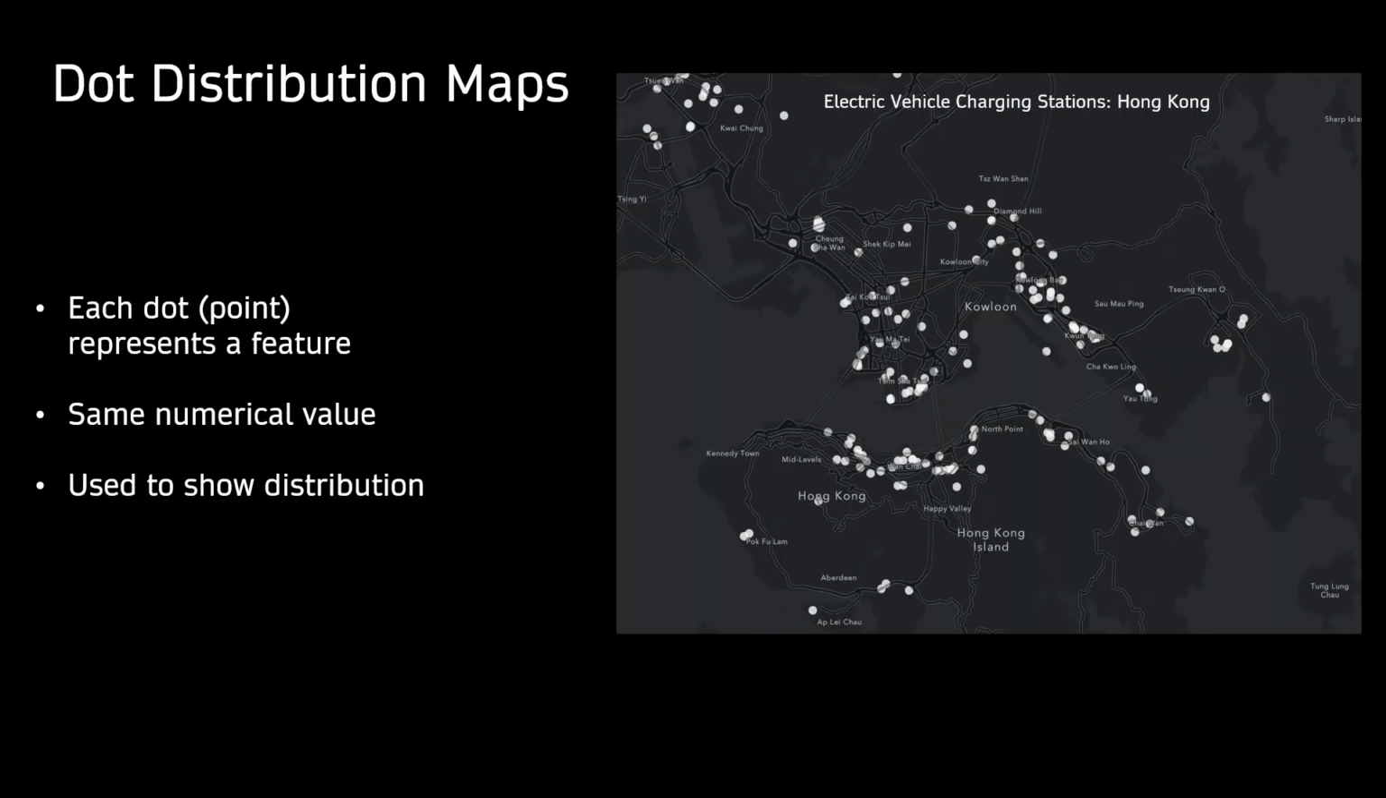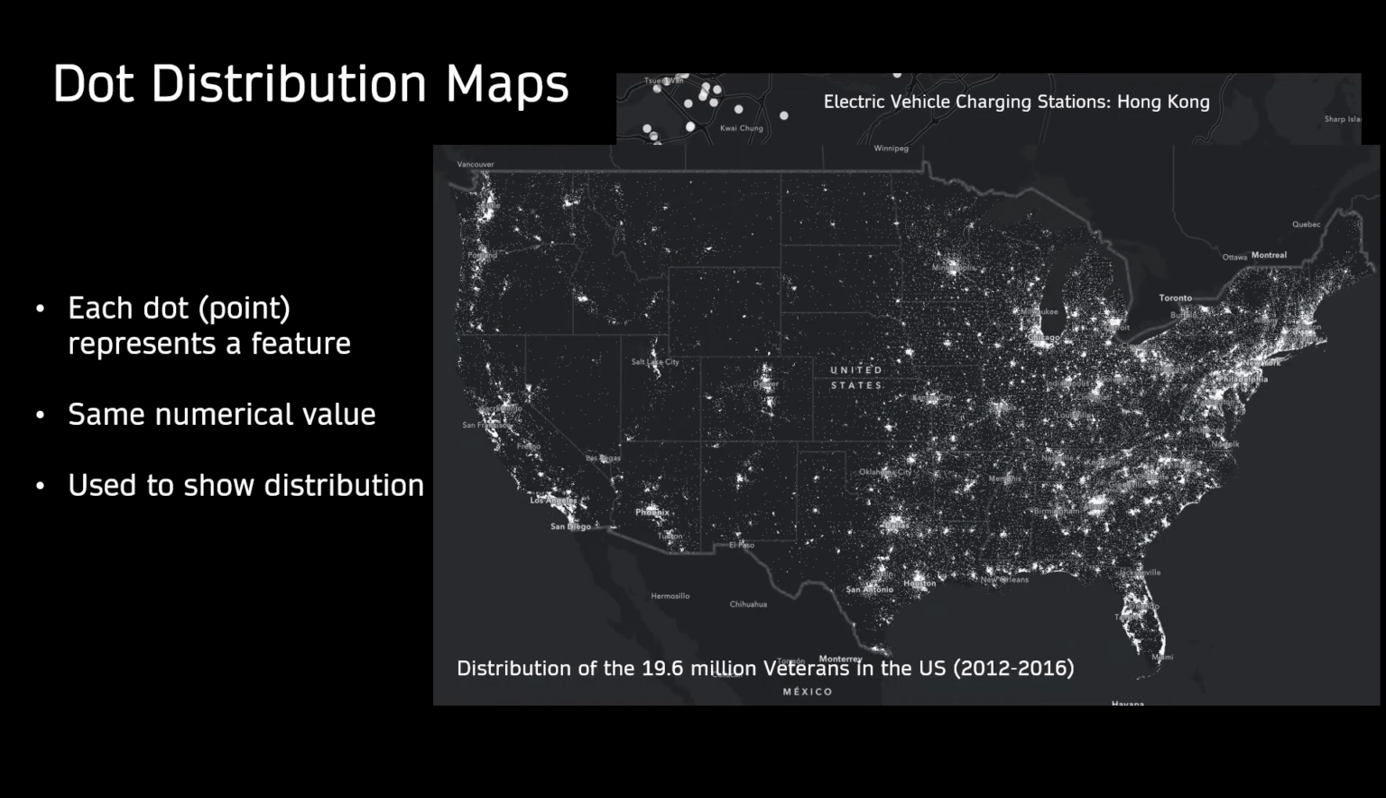All right, so moving on to our next quantitative thematic map, let's talk about dot distribution. So in a dot distribution map, each dot or point is representing a feature, right? And those features are all the exact same thing, same numerical value, same meaning. So in this case, we're looking at a map representing the location of electric vehicle charging stations in Hong Kong, right? And dot distribution maps can be a really handy way to show distribution, such as what we see here.